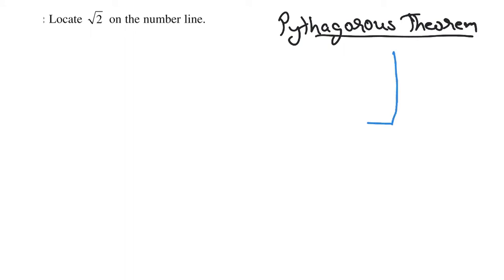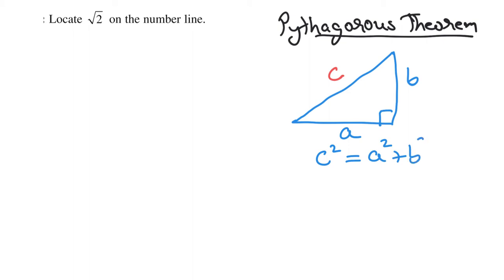You know, in any right triangle, you know what a right triangle is? One where one angle is 90 degrees. The side opposite to 90 degrees is called the hypotenuse. Let's label that side as C, and the other two legs as A and B. Then the Pythagoras theorem says that C squared will always be equal to A squared plus B squared. This is called the Pythagoras theorem.